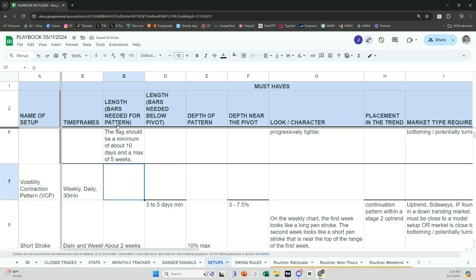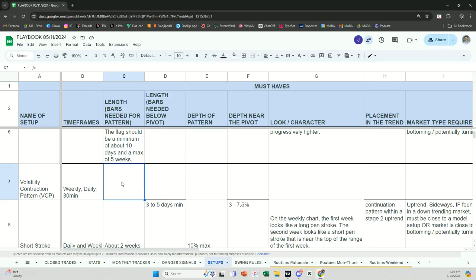Length of bars needed for the pattern. For VCPs, right? So not having volatility contraction action. And Mark specifies this. It's something that I picked up from him too. I always want to see volatility contracting whenever I'm looking for a breakout. The difference between our entry price and our stop price, where we would look to buy a breakout and where we would place a stop below support, I always want that area to be nice and tight. That's the volatility contraction action. But the pattern is what we're focused on here.